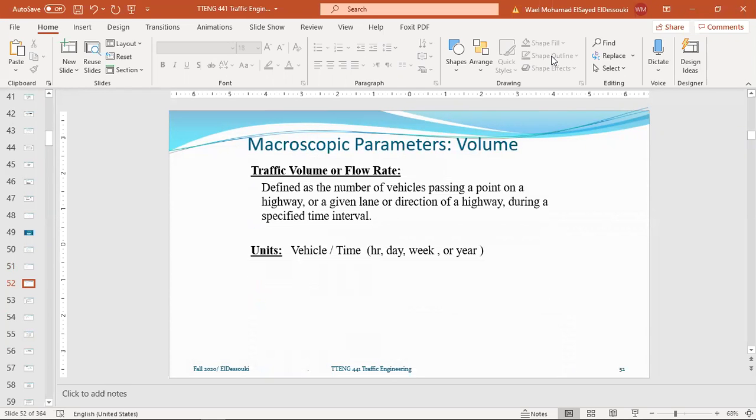Let's start with the traffic volume or flow rate. We might refer to it as both. The traffic volume or flow rate is defined as the number of vehicles passing a point on a highway, or a given lane or direction of a highway, during a specified time interval. Usually the units are vehicles per time. The time is either an hour or a day, a week, or even a year.